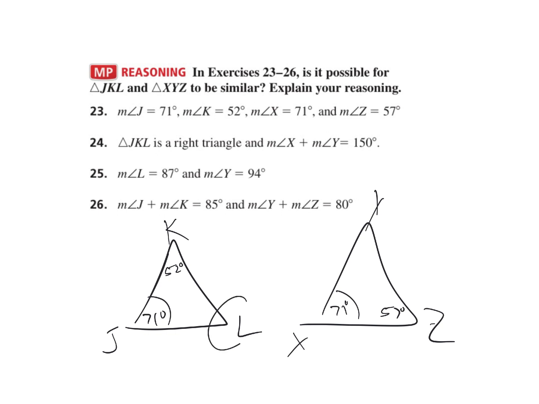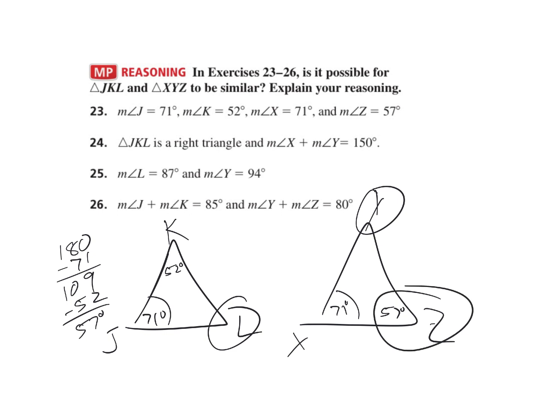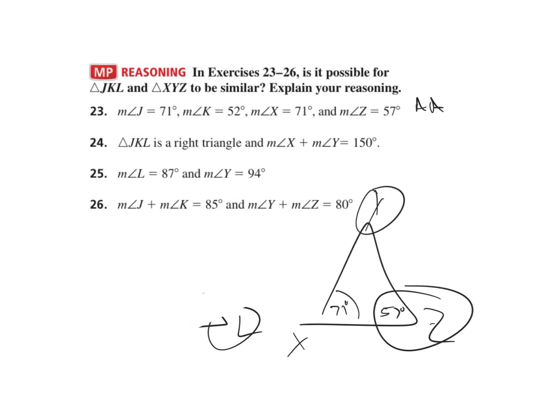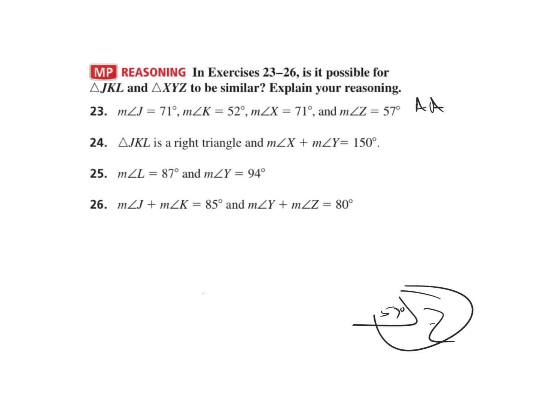Well, you got to find the missing angles. So 180 minus 71 is 109. Subtract 52, and that gives you 57, which matches angle Z. So angle L and angle Z are the same. So there's your similarity. You have two angles. Angle, angle, similarity is how. All right, so let's erase all of that. And we'll go to the next one.